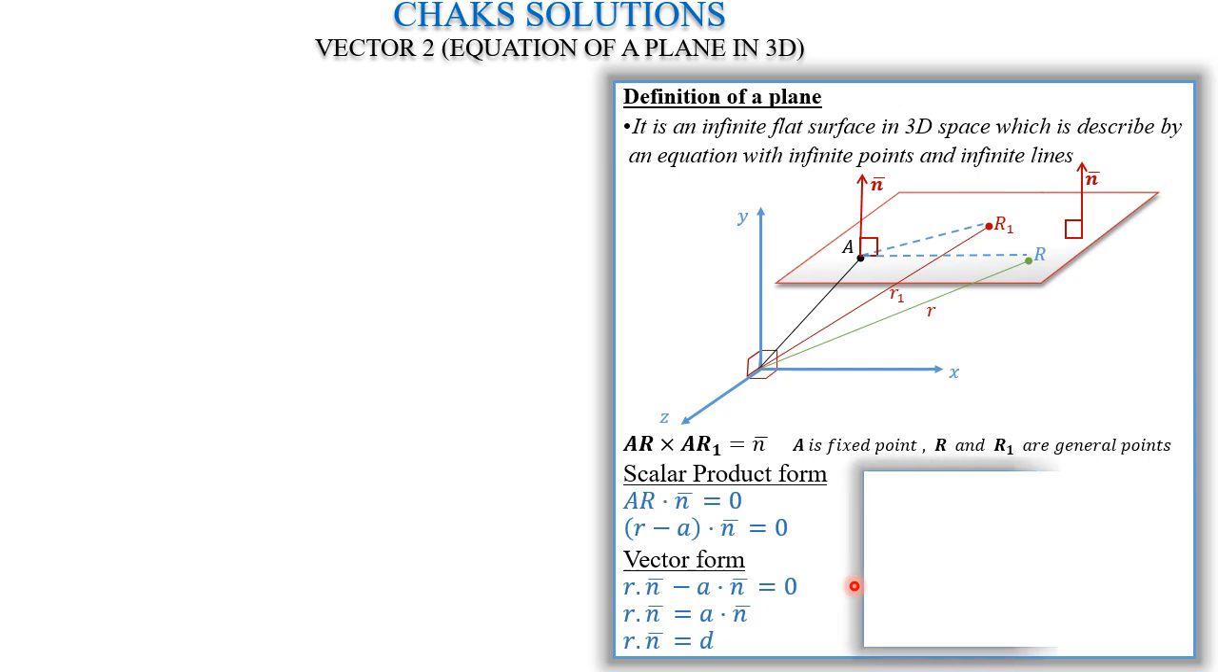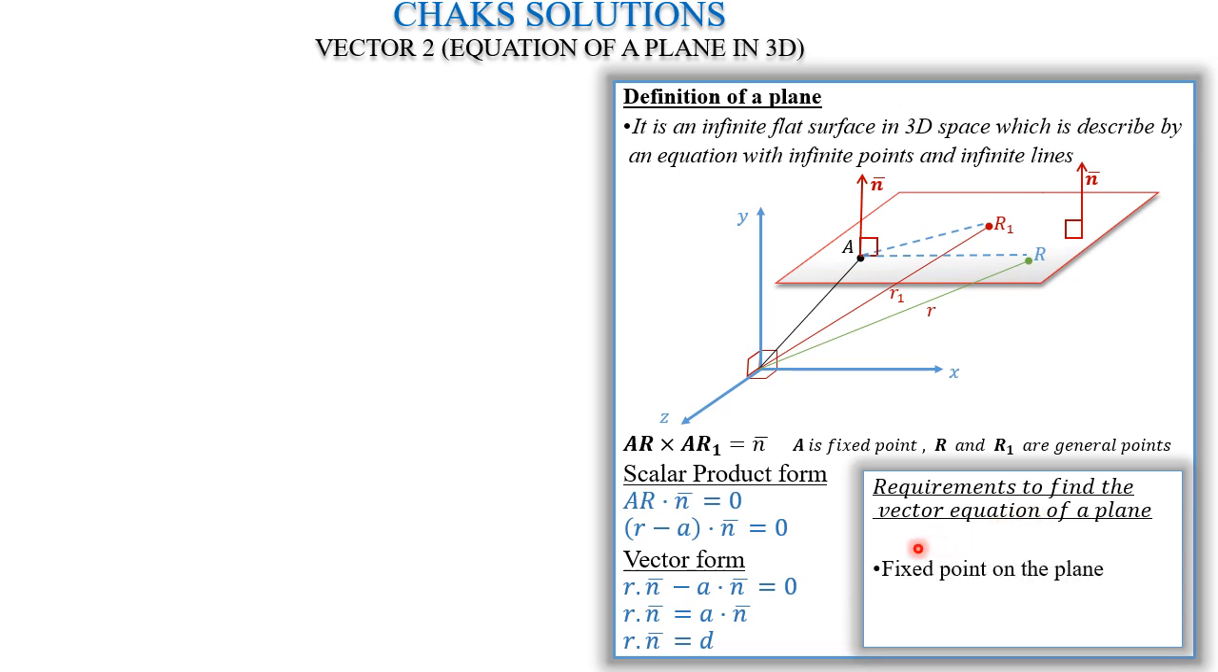So how do you find the equation of a plane? To find the equation of a plane, we have requirements that I've just stated. Number one, you need a fixed point on the plane, and also the normal vector to the plane. These are the general requirements that you need to find the equation of a plane. Alright, so let's go to the example that we have on the equation of planes.